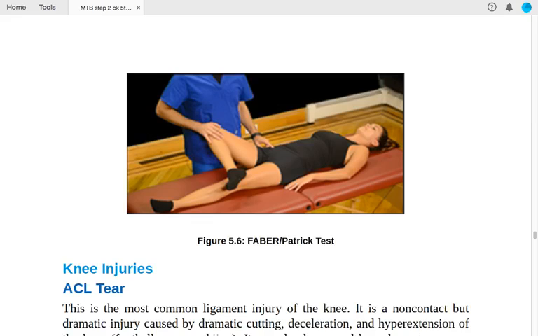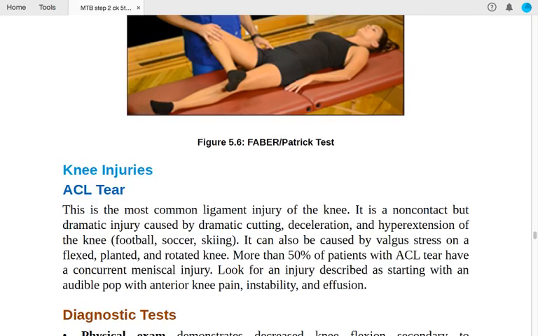All right, now we are coming towards knee injuries. First of all, we have the anterior cruciate ligament tear. This is the most common ligament tear injury of the knee. So the most common ligament injury of the knee is the anterior cruciate ligament.